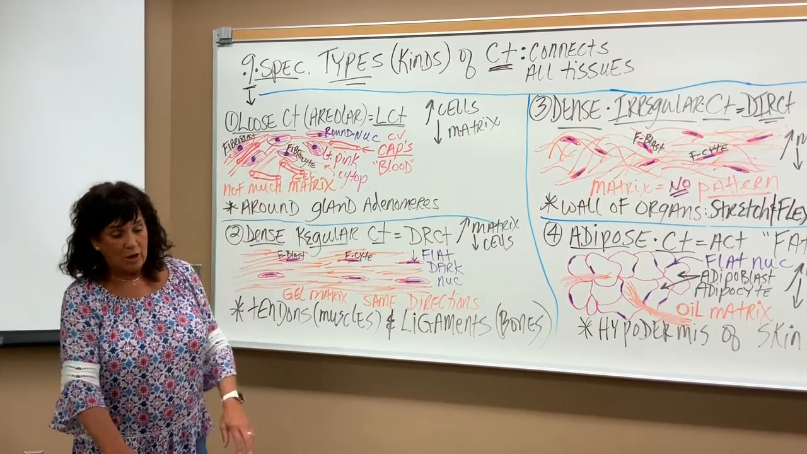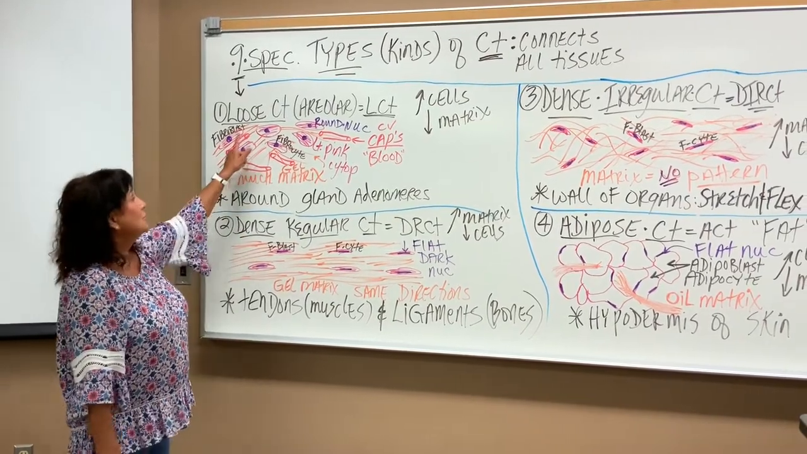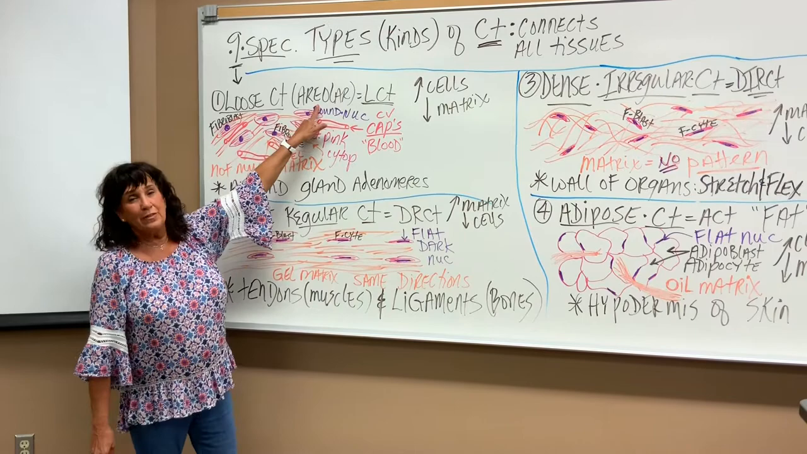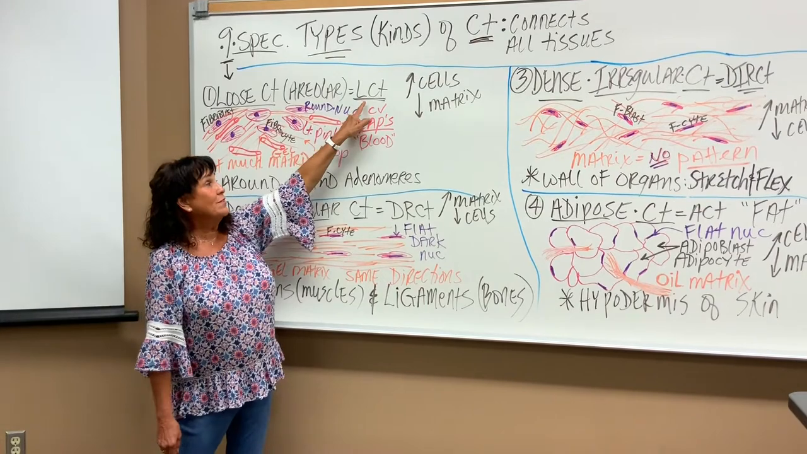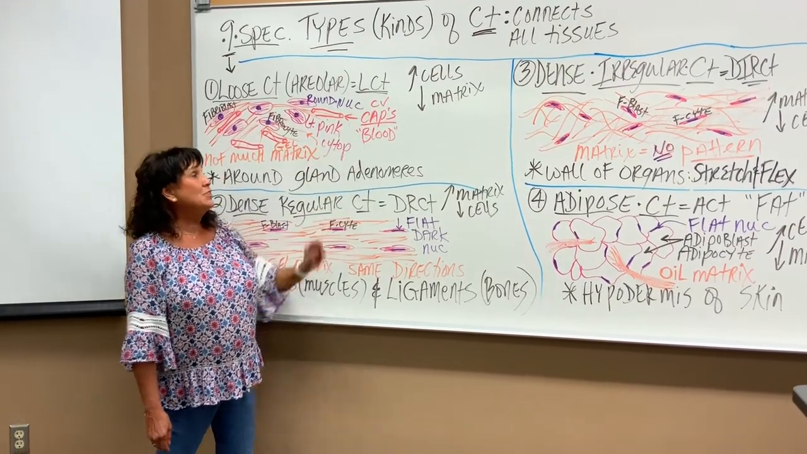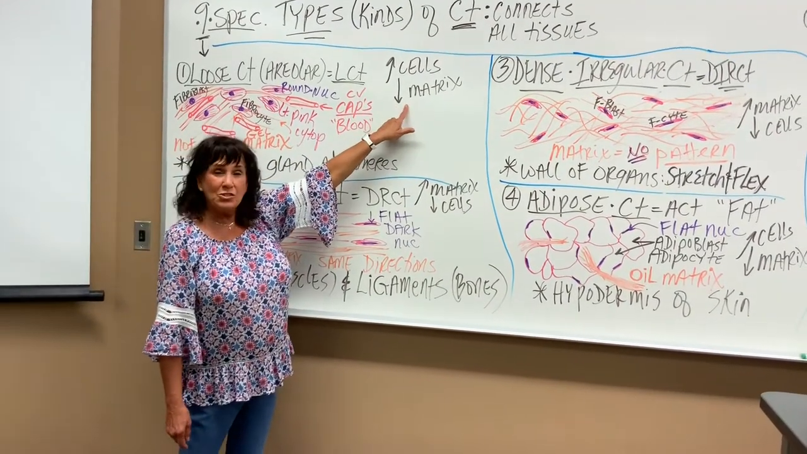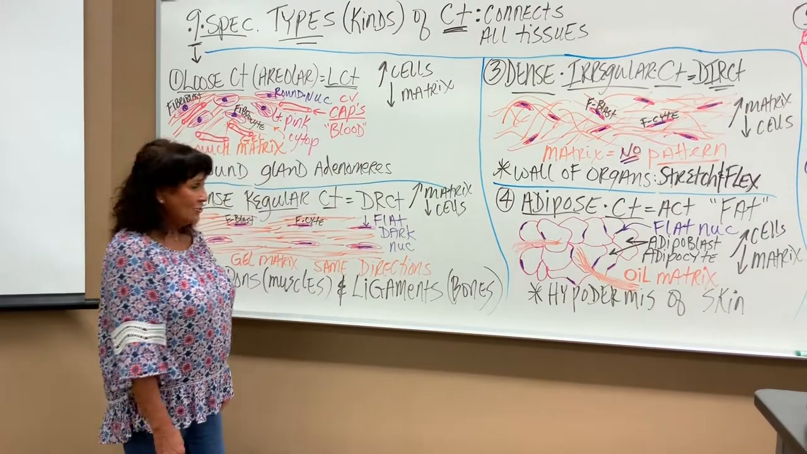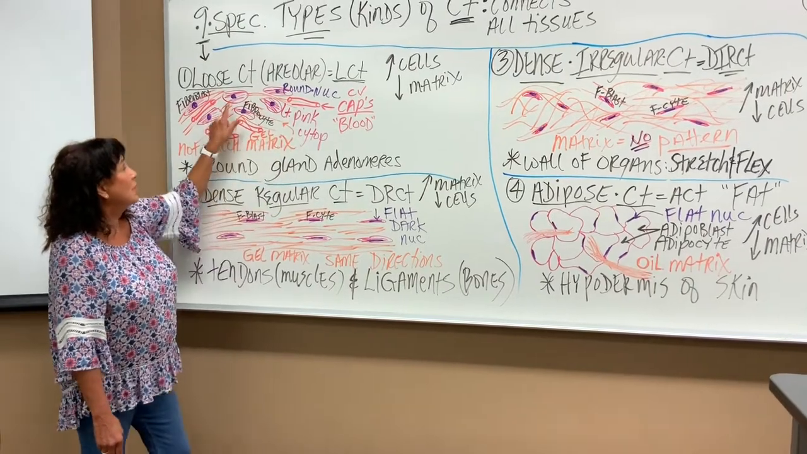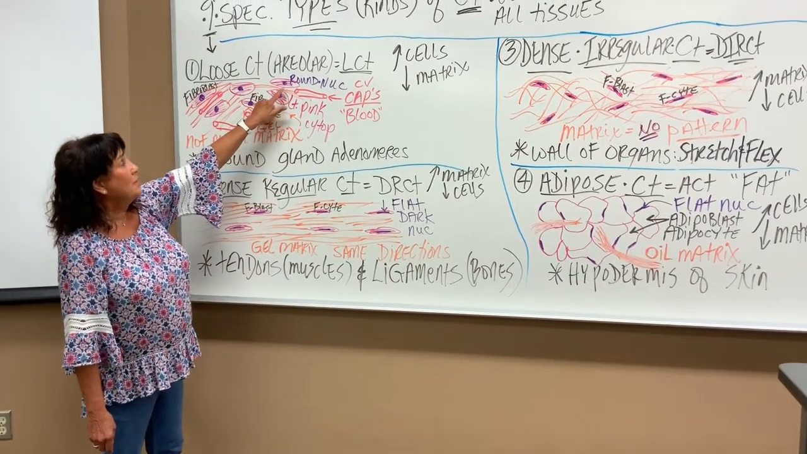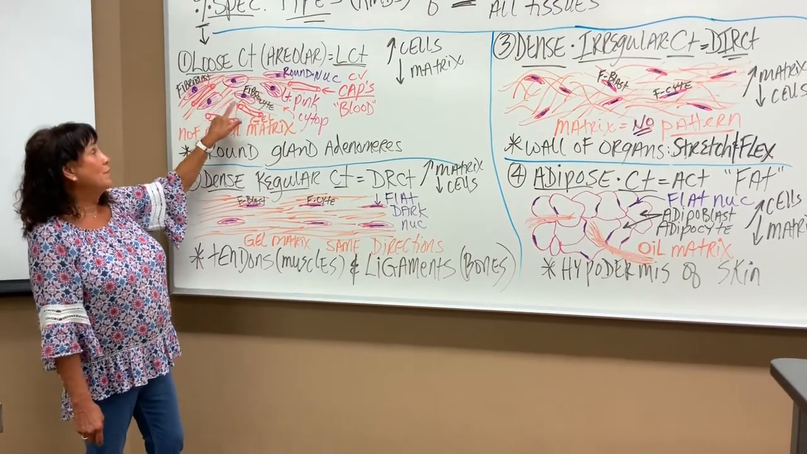So our first one on our chart right here is called loose CT, okay, loose CT. Loose CT has another name that they don't use very much anymore, but it was called areolar. LCT is its abbreviation. And why is it called loose? Because it has a high number of cells and not so much matrix. The matrix is very, very stringy. So here are the cells. I drew the cytoplasm in pink. They have a round nucleus. We call these cells fibroblasts or fibrocytes.